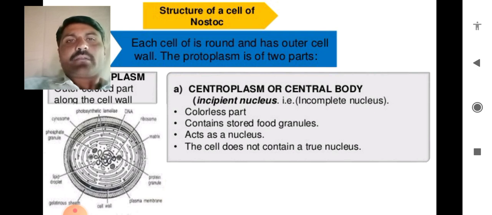A circular or circle shaped Nostoc cell, with a cell wall. Just beneath the cell wall, there is the plasma membrane. Above the cell wall is the gelatinous sheath. As I told you, what is the gelatinous? Then go for the matrix. DNA, a spirally coiled thread-like structure, lies in the central part of the cell.